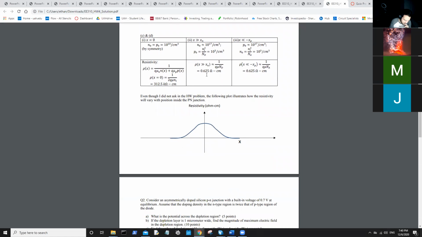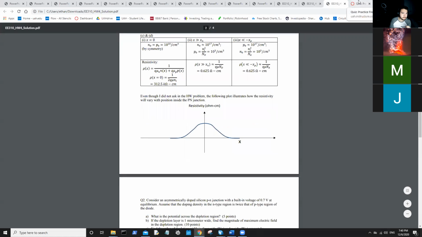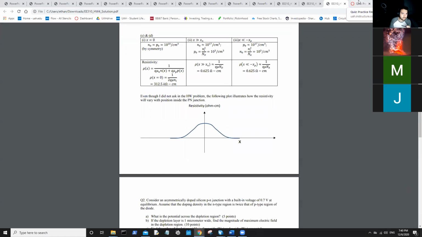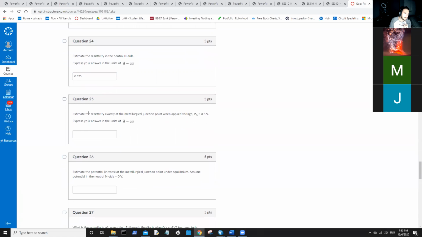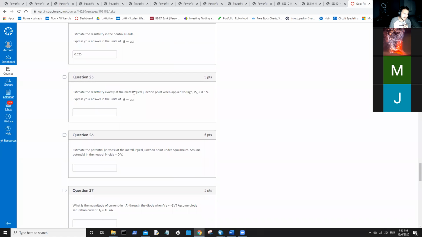I did 100, right? Yep, all right, well, wacky. Yep, all right, so then that is 0.625 ohms per centimeter. And now question 25, estimate the resistivity exactly at the metallurgical junction point with a new applied voltage.